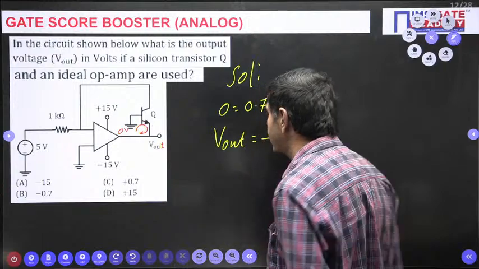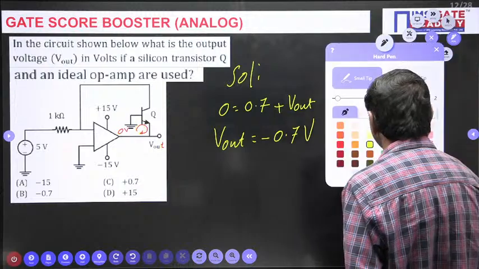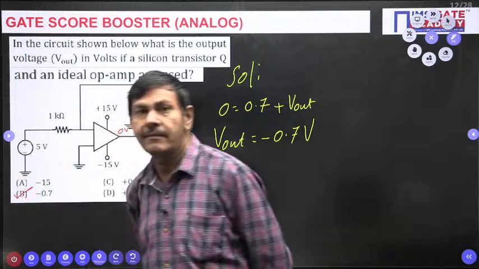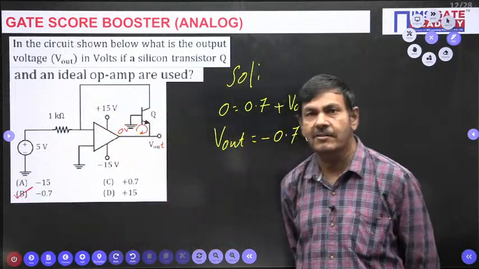So which option is correct? Option B is correct. 100% option B is correct. That way we can do it. The problem is not complicated, very simple.